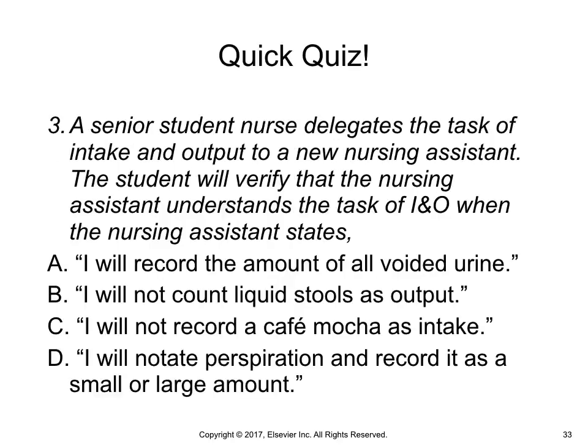Time for a quick quiz. A senior student nurse delegates the task of intake and output to a new nursing assistant. The student will verify that the nursing assistant understands the task of intake and output when the nursing assistant states: A. I will record the amount of all voided urine. B. I will not count liquid stools as output. C. I will not record a cafe mocha as intake. Or D. I will notate perspiration and record it as a small or large amount.